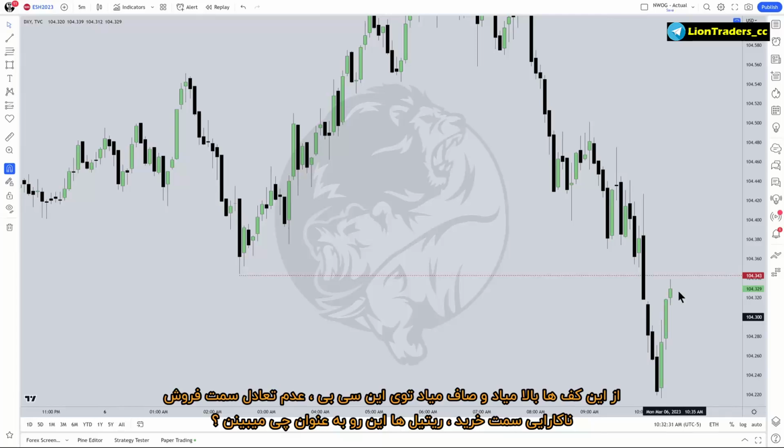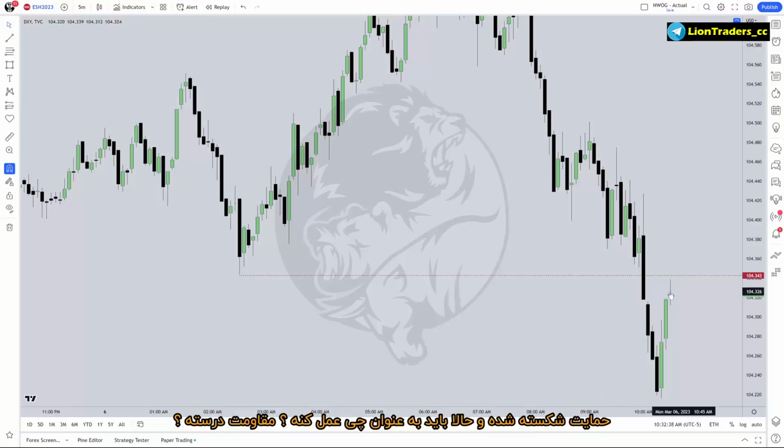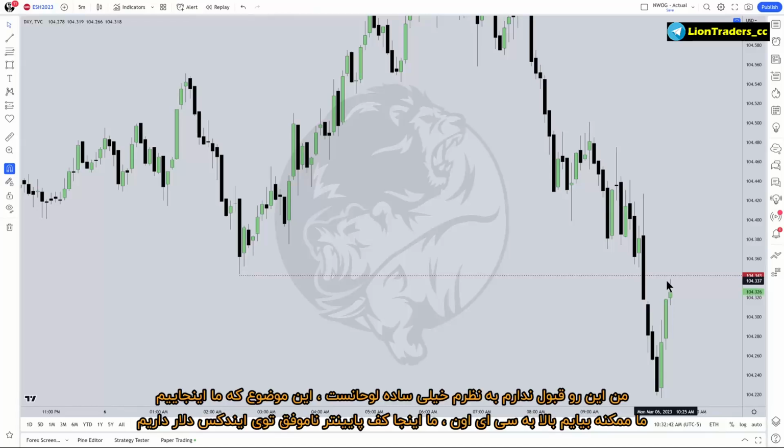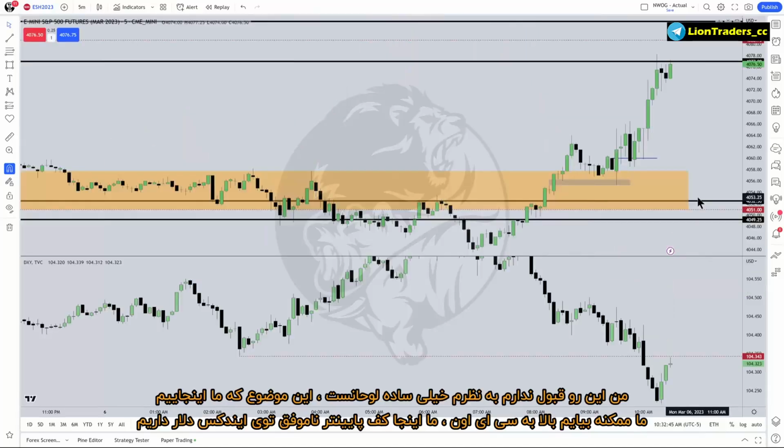Coming off the lows here, it's trading up into this sell side balance, buy side efficiency. Retail sees this as what? Support broken here, now it should act as resistance, right? I don't subscribe to that. I just think it's too myopic.